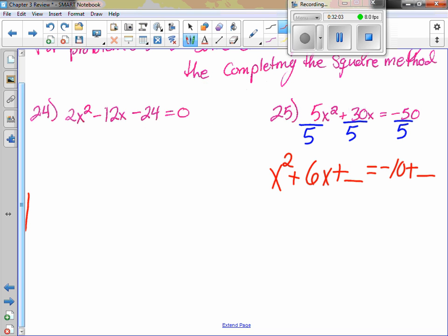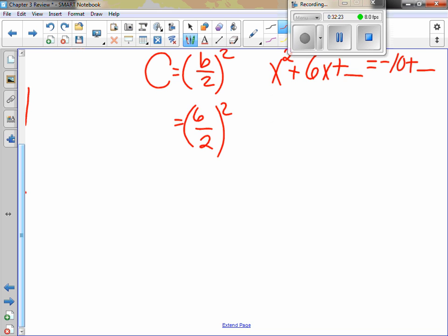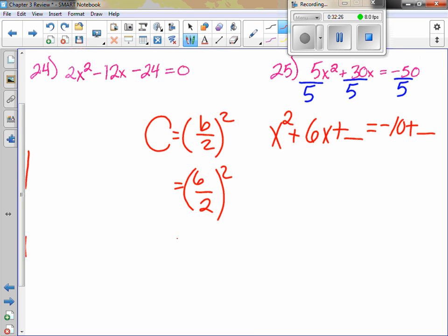What do we need to do next? We need to find the value of c. And c is equal to b over 2 squared. Now for us here, what is the value of b? 6. Well, 6 divided by 2 would be 3, and 3 squared is 9. So we'd have 9 and 9. Any questions on how we found the value of c and plug this in? We good with this here?